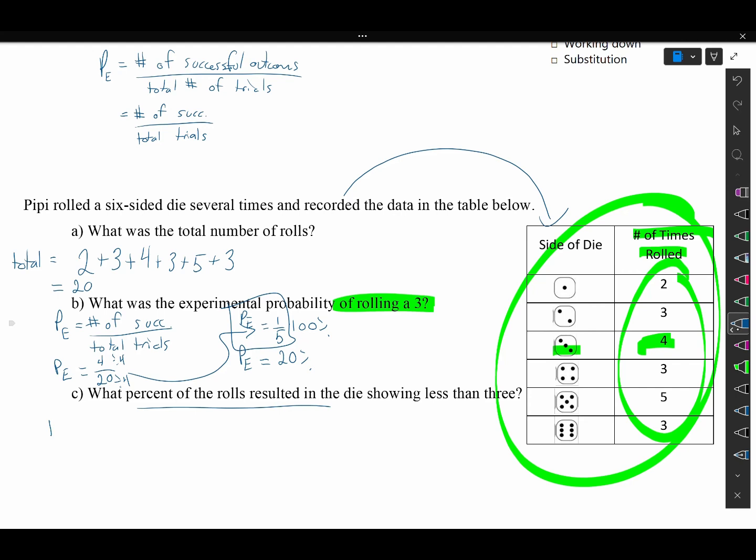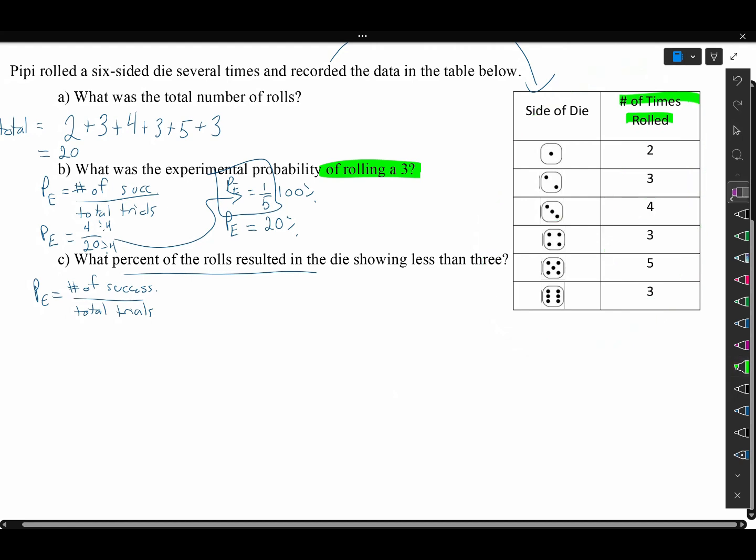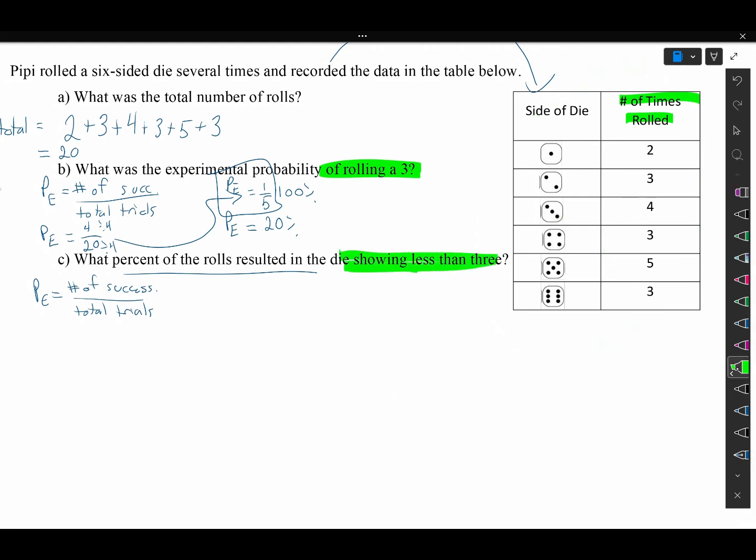So we'll jump in. We have our experimental probability is equal to the number of successes divided by the total trials. Now our key in this case is given by the descriptor, again, showing less than a 3. So let's go through it nice and quickly. A 1, is that less than a 3? Absolutely. A 2, is that less than a 3? Absolutely. A 3, is that less than a 3? No, it's not. It's equal to, it's not less than a 3, so we're not going to care about that. A 4, no, it's not. A 5, a 6 are not.